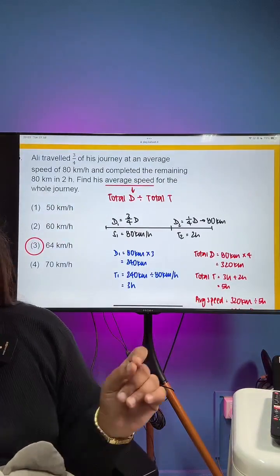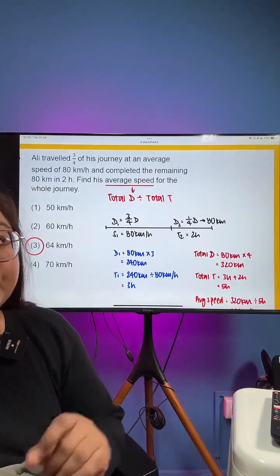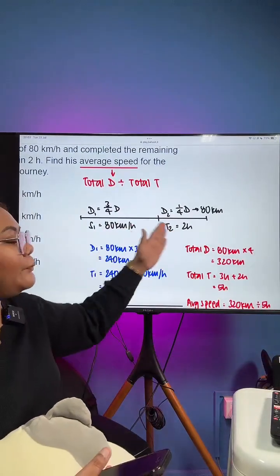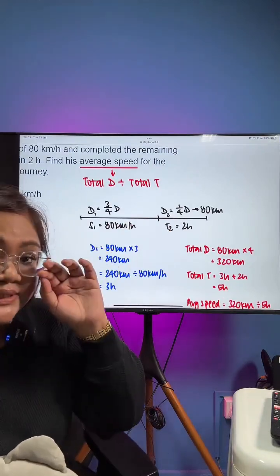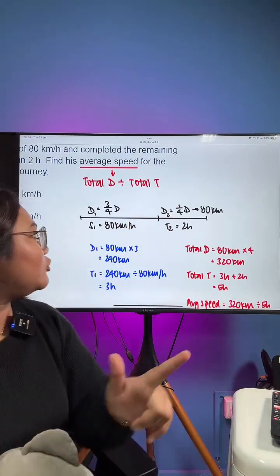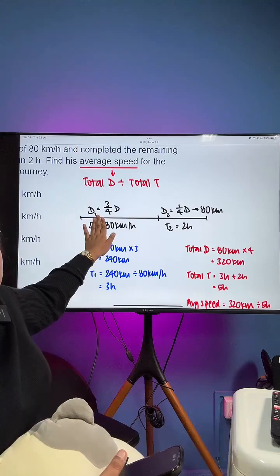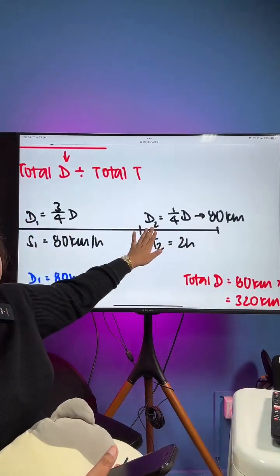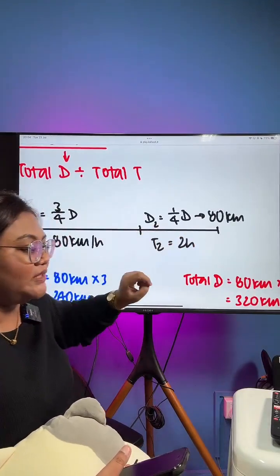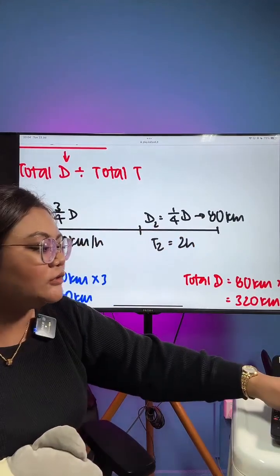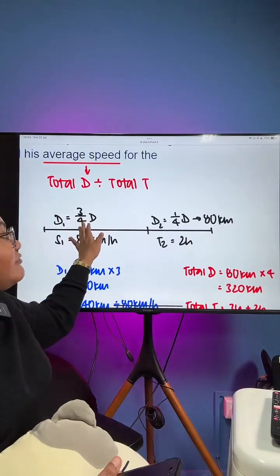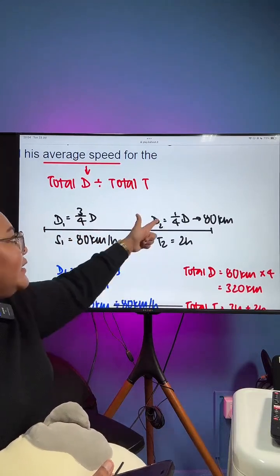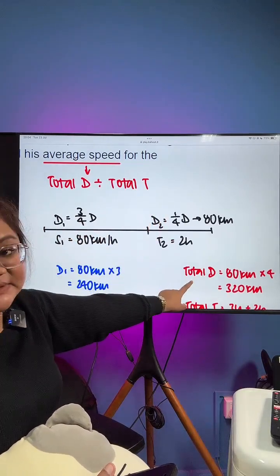One more time, average speed is total distance divided by total time. So what we want to do is look at the 2 separate parts for the distance and focus on total distance and total time. For the first distance, we only know it's 3/4 of the total. But we do know the second distance will then be 1/4, which is 80 kilometers. So the first part of the journey, we don't know the distance, but we can find it, and that is 240 kilometers. So distance 1 done, distance 2 done, we can find the total distance.